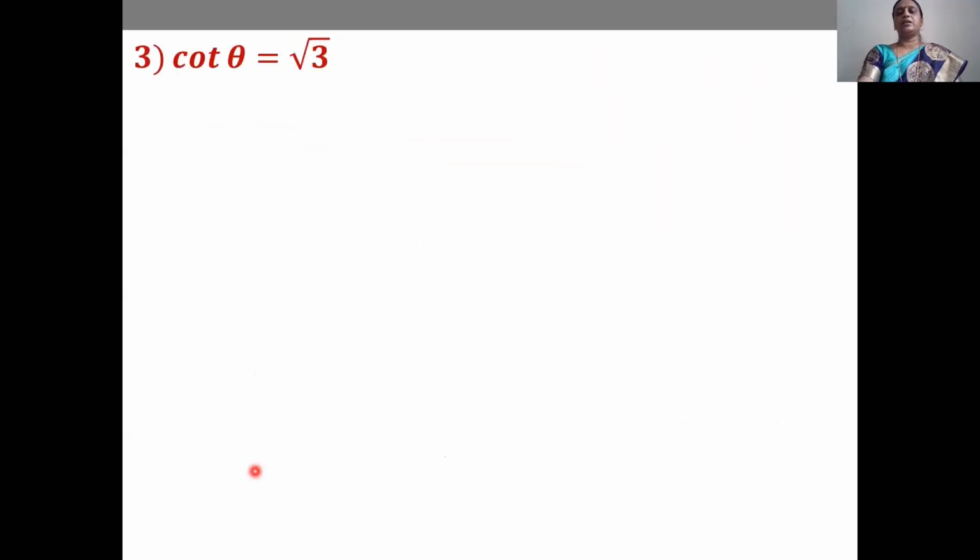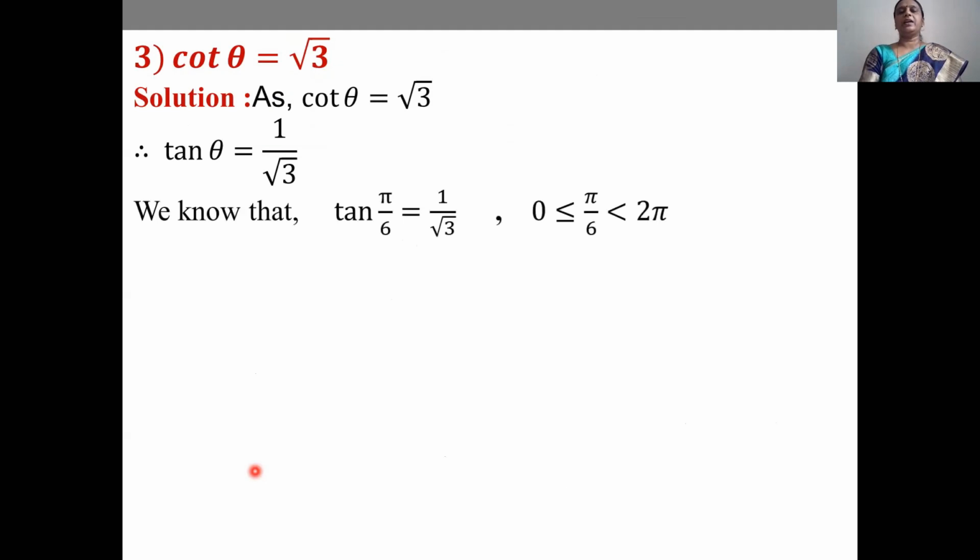Cot theta is equal to root 3. Write down cot theta is equal to root 3. Then take the reciprocal of cot theta. It is tan theta is equal to 1 by root 3. Then again at the angle pi by 6, we get the value of tan as 1 by root 3. Therefore, write down tan pi by 6 is equal to 1 by root 3. Now, this pi by 6 lies in the interval 0 to 2 pi. Therefore, pi by 6 is a principal solution.